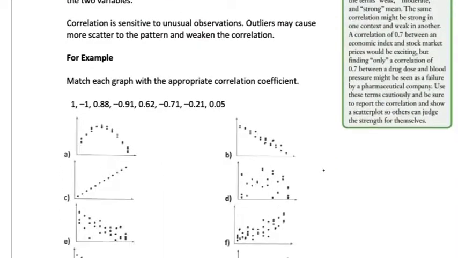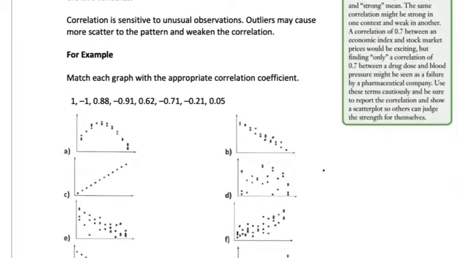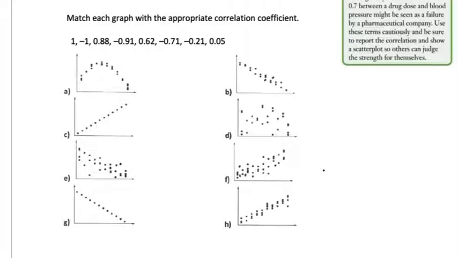So for example, we're matching each graph with the appropriate correlation coefficient. So 1 and -1, those are pretty easy to pick out because those are going to be exactly on a straight line. The 1 is exactly on a straight line with a positive slope. So that's right here. -1 exactly on a line with a negative slope. So that's right there.